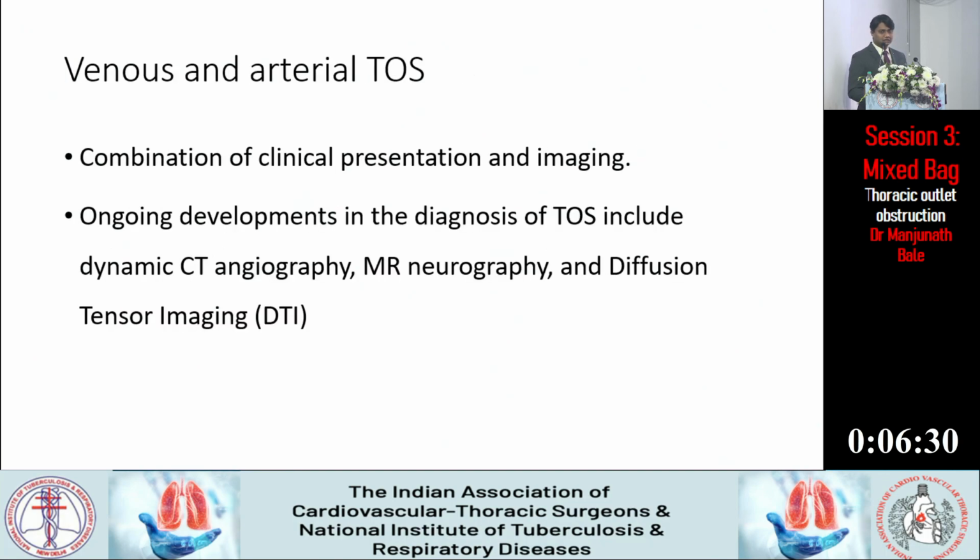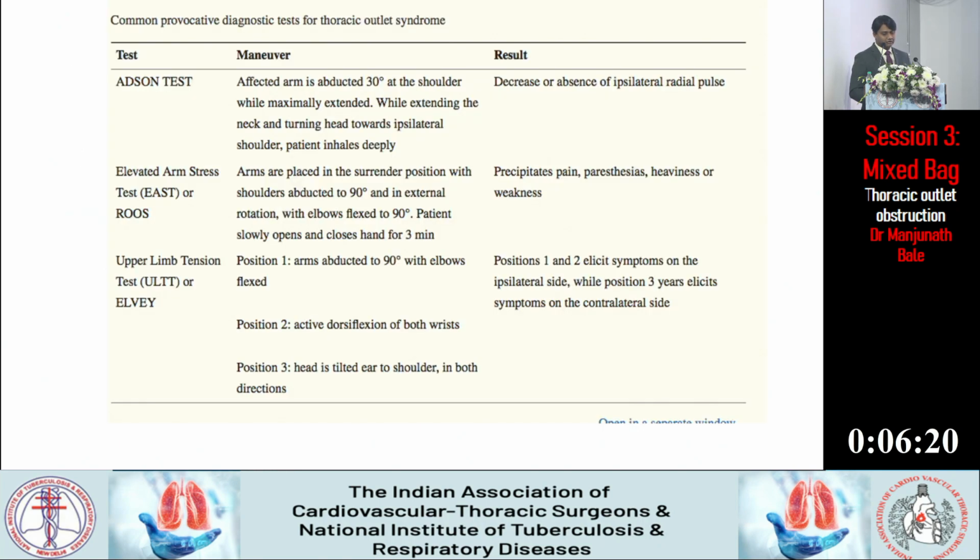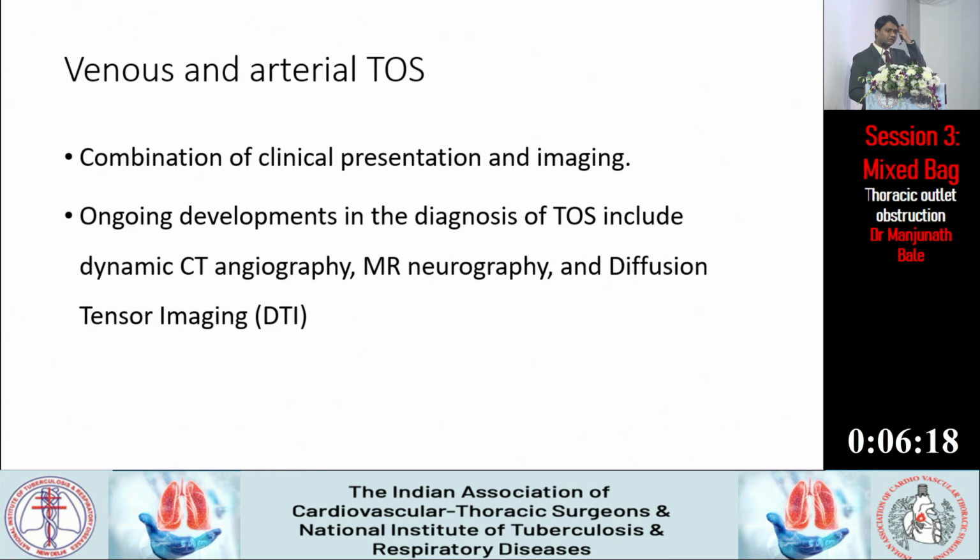For arterial and venous TOS, we mostly follow non-invasive methods like arterial CT or MRI, and very rarely we use arteriography, especially if there is a suspicion of a thrombus or an aneurysm. Only then is invasive arteriography performed.